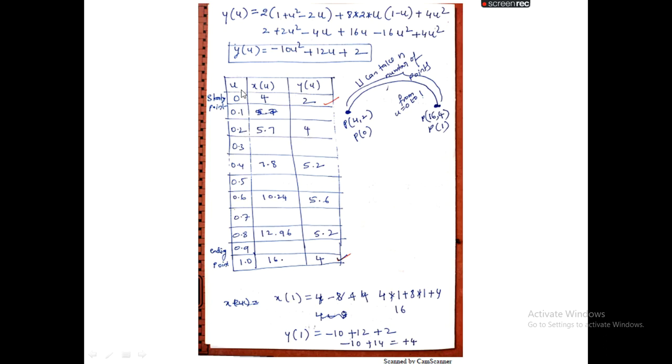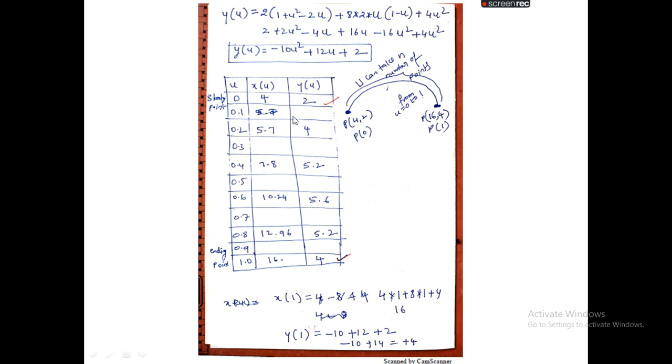So like this, I substituted u value from 0 to 1.0. When I substituted u value 1.0 in the two equations x of u and y of u, see the last control point values I got 16 and 4. So I can say that 16 comma 4 is the last control point position or last pixel position in that particular curve. So this is the problem today I solved using Bezier curve.